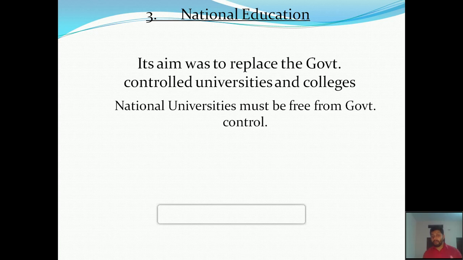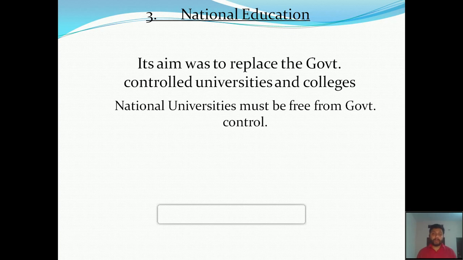So it was one of the main aims of national education, through which they thought of giving people a realization about the importance of the freedom of our country from the British. As a result, a number of students started to join the Indian national movement. So it was one of the advantages.